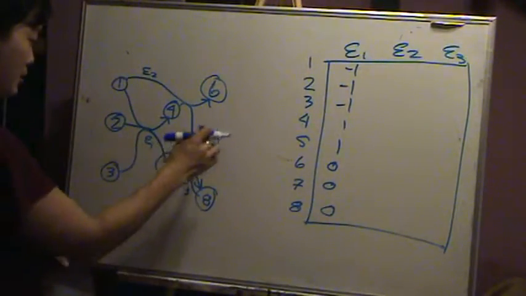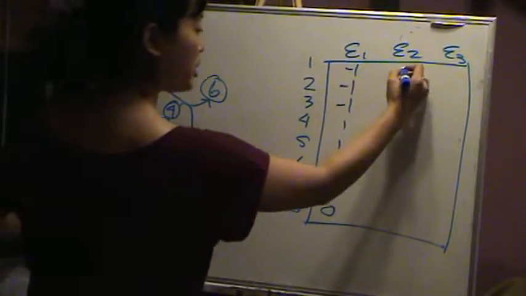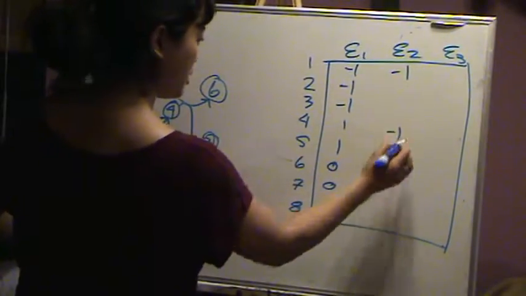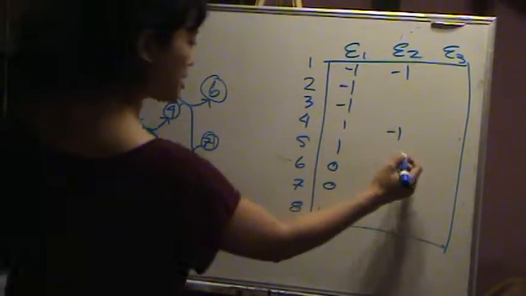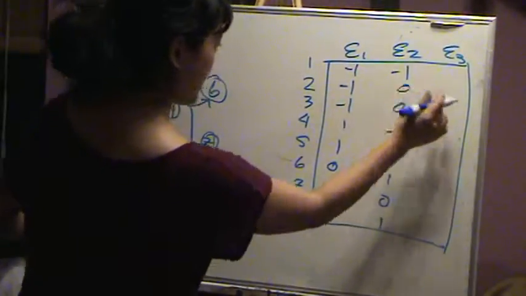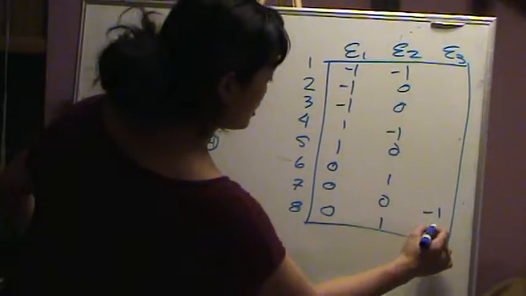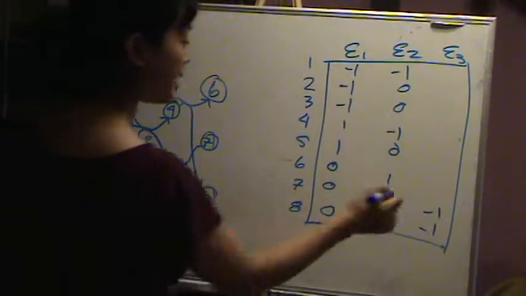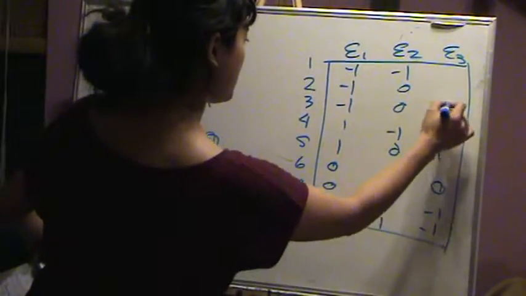For edge 2, we've got 1 and 4 as the tails, and we've got 6 and 8 as the heads. And then edge 3, we've got 7 and 8 as the tails, and the head as 5, and zeros everywhere else.